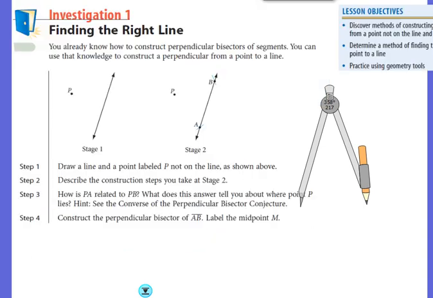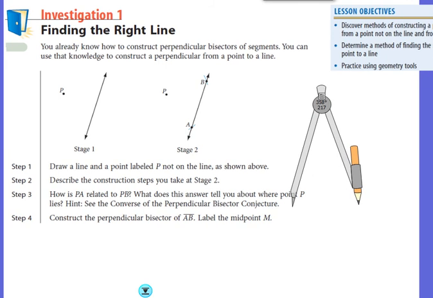How exciting. So what we're doing today, like I said, is learning how to construct perpendiculars from a point to a line. The difference here is we've learned how to construct perpendicular bisectors. But what if you're trying to draw a perpendicular from this point P to that line AB? You need to be able to know how to draw that perpendicular if the point is not in the middle.